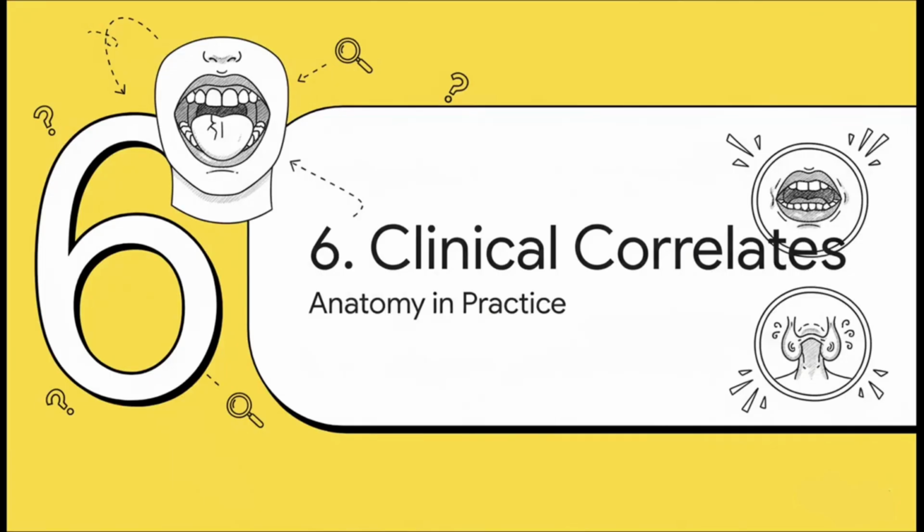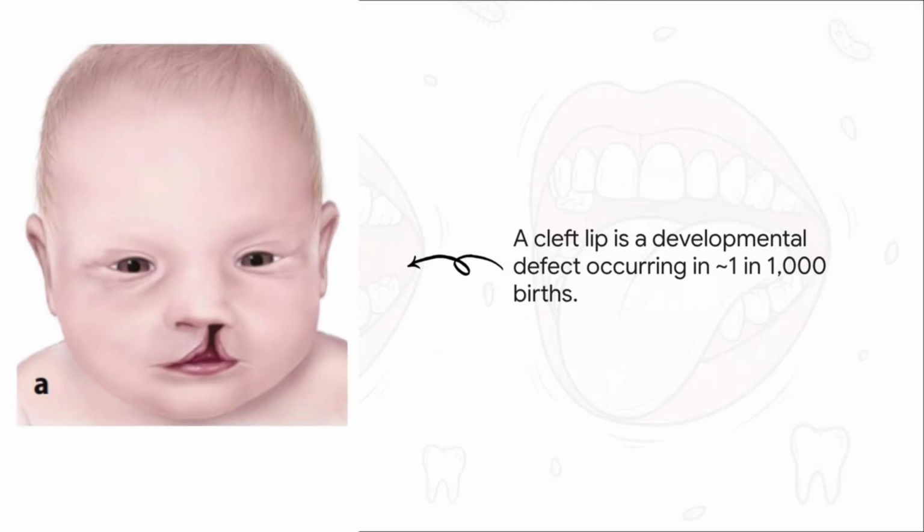Okay, so we've gone through all this anatomy. Now let's connect it to clinical practice. Because understanding the normal structure of the buccal cavity is the absolute first step in being able to recognize and diagnose when things don't go according to plan. Here we're looking at a case of a cleft lip. This is a fairly common congenital condition, and it happens when parts of the face don't fuse together properly during embryonic development. It occurs in about 1 in every 1,000 births and ties directly back to the anatomy of the philtrum and upper lip that we talked about earlier.